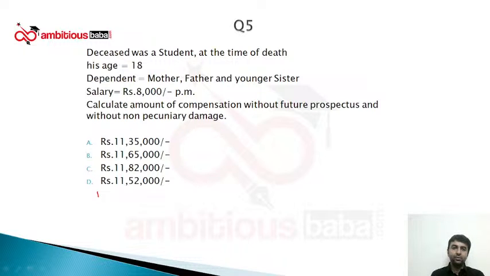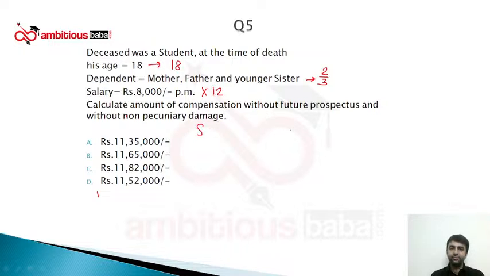So there is a student with the age 18. What will be the multiplier? 15 to 25, the multiplier is 18. Survived by mother, father and younger sister. Dependent, okay. Seems to be unmarried. We will take the factor as 2 by 3. Salary 8,000, again no confusion, just multiply it by 12. We all know that the notional income is now 15,000 something, but let us not get into it. The question will be giving you the straight numbers. It is without future prospects and without non-pecuniary damages.